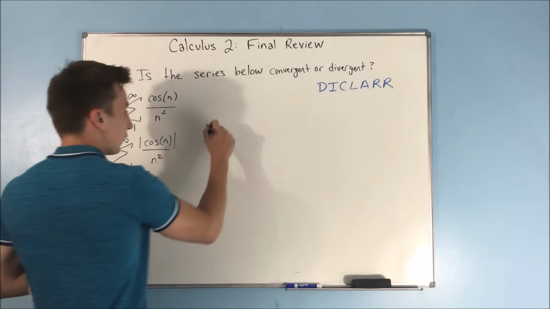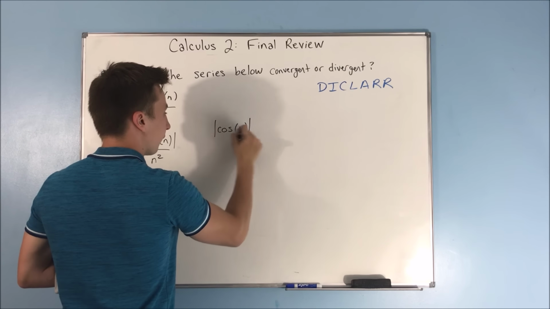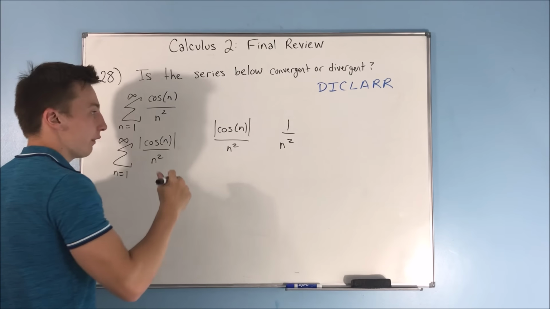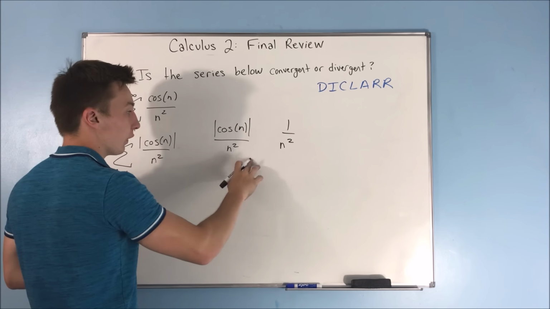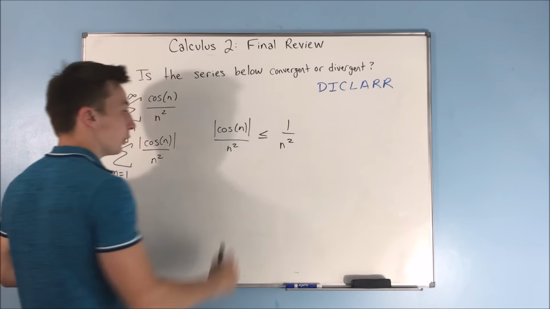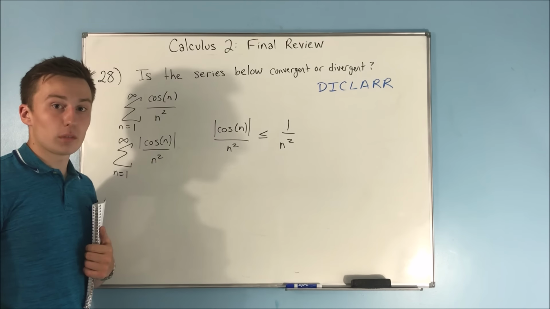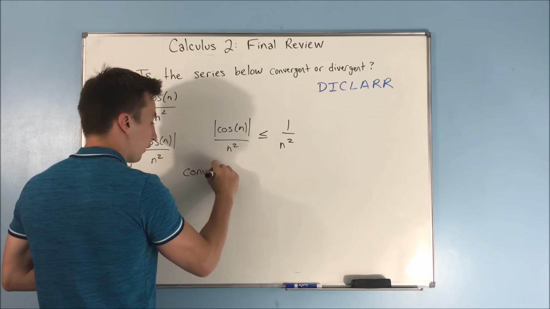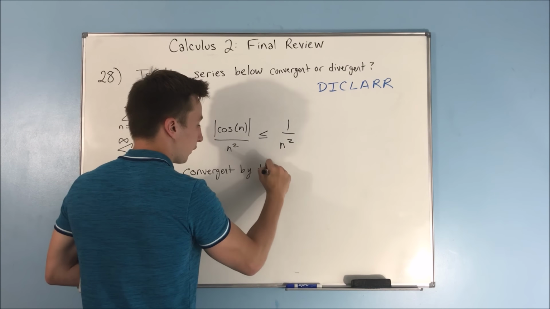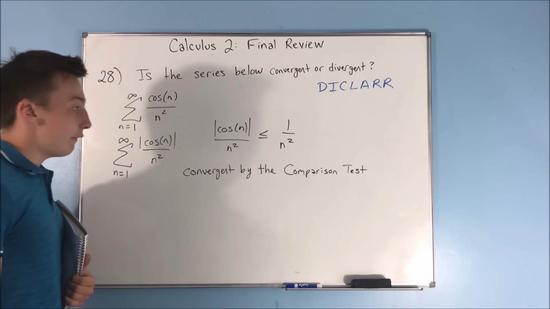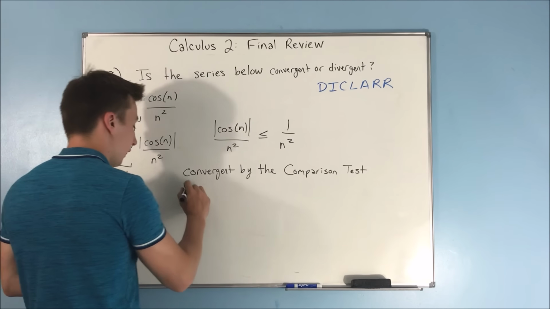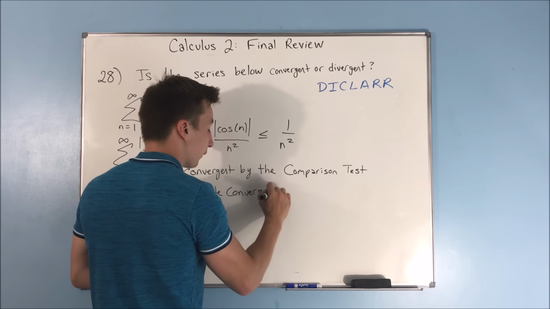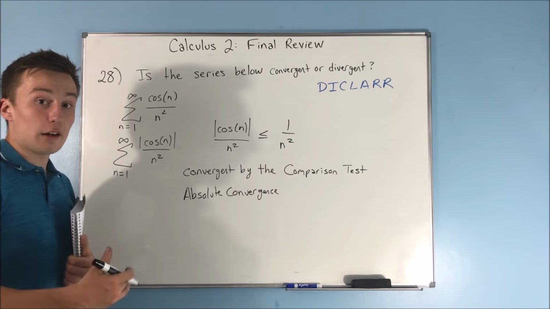So what that means is that we can compare this to 1 over n squared and know that the absolute value of cosine of n over n squared is going to be less than or equal to 1 over n squared. And what that means is that this series is going to be convergent by the comparison test. If it is convergent by the comparison test, that means that we have absolute convergence. And if we have absolute convergence, that means it is therefore convergent.